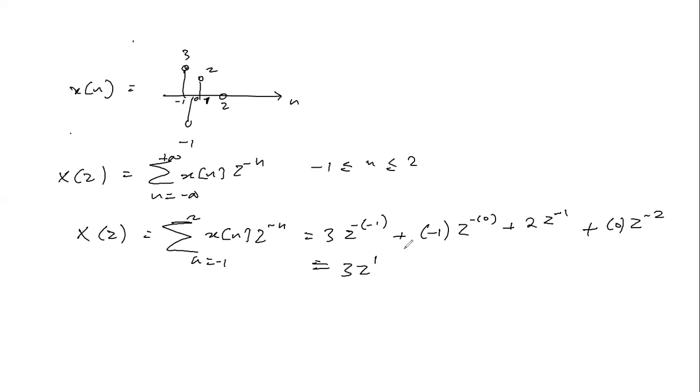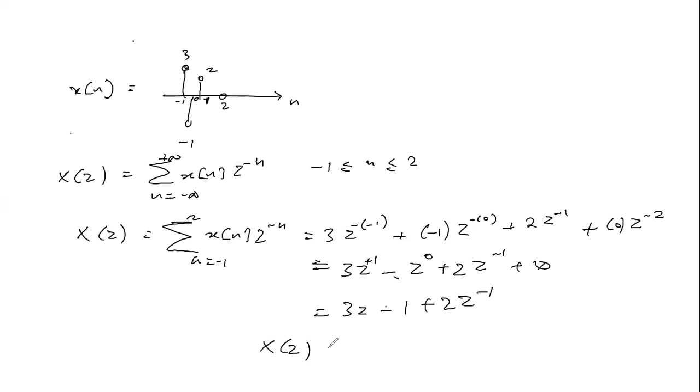This will give us 3Z to the power of 1, that's +1, minus, minus. Then this will give us -Z to the power of 0, plus 2Z to the power of -1. Then 0 times all of this, plus 0. Anything to the power of 0 is 1. So that's going to give us 3Z minus 1 plus 2Z inverse.